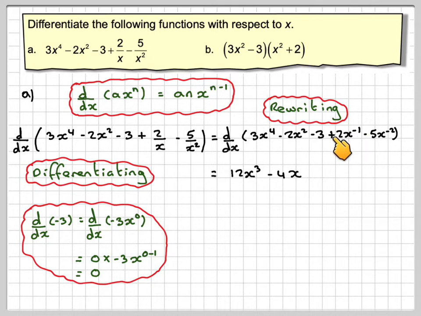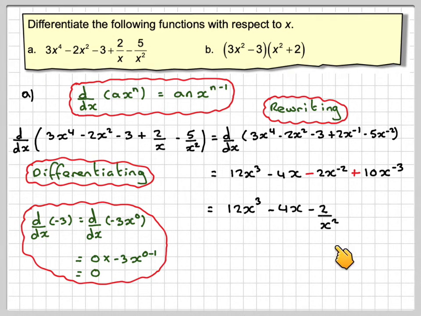This one will become, the sign will change and it'll become minus 2x to the minus 2. So when you are taking a number from minus 1, it becomes minus 2, and then similarly this sign will change here, will become plus 10x to the minus 3. So we've got 12x cubed minus 4x, and then this will become 2 over x squared, so just rewriting it back, and this will become 10 over x cubed.